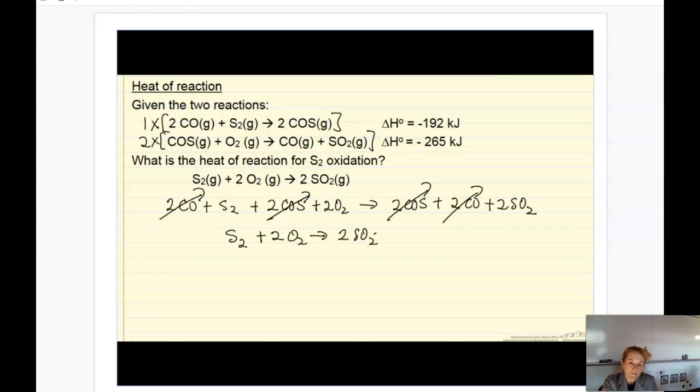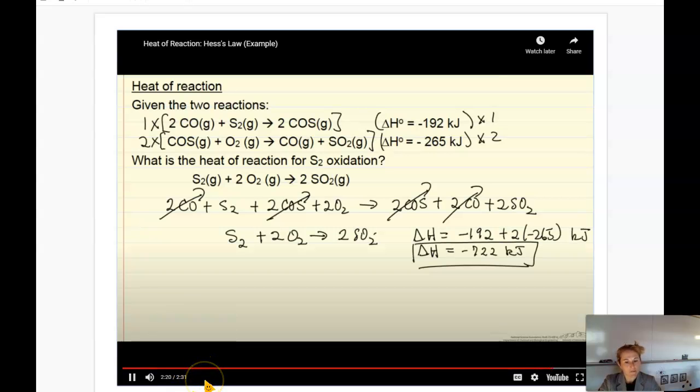So this means we could take this heat of reaction times 1, this heat of reaction times 2, add them together to get the overall heat of reaction. So the overall heat of reaction is minus 192 plus 2 times minus 265.6 kilojoules. So the overall heat of reaction for this reaction then is minus 722 kilojoules.